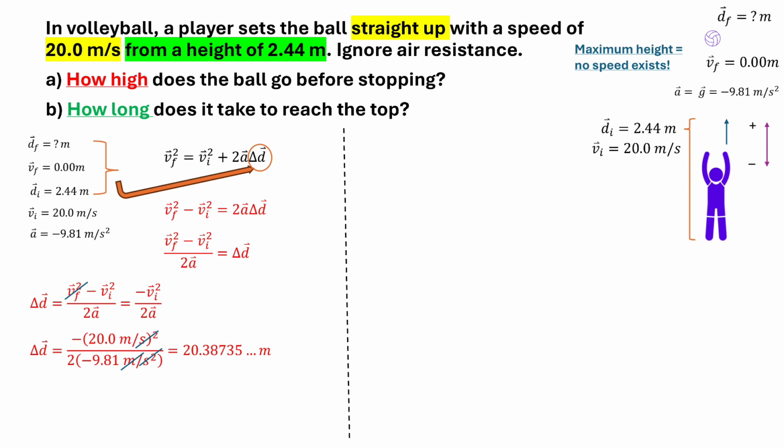20.38735 meter. That's not our final answer for part A yet, because the question is asking about how high, which means we need to find our final displacement. So we gotta rearrange delta D formula into df is equal to delta D plus di. Simply speaking, you're basically adding the initial position of the ball with height that the ball traveled. Thus, your final answer will become about 22.8 meter.